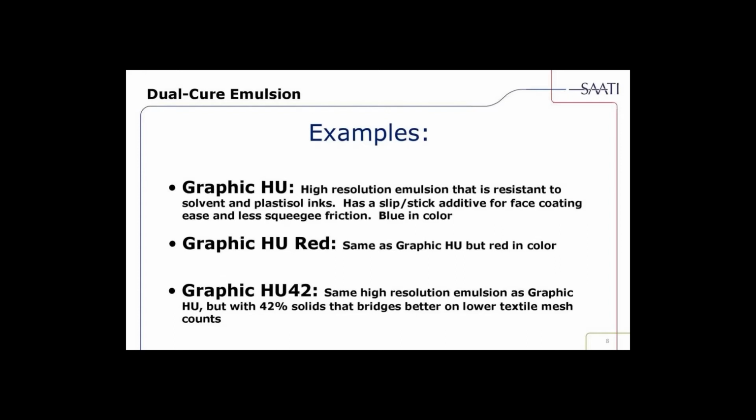It has the same high resolution emulsion as Graphic HU, but has 42% solids that bridges better on the lower textile mesh counts. This would be into your old school 60, 86, 110 users that would want the benefits of a dual cure and have it not drip on the bottom of the screen.